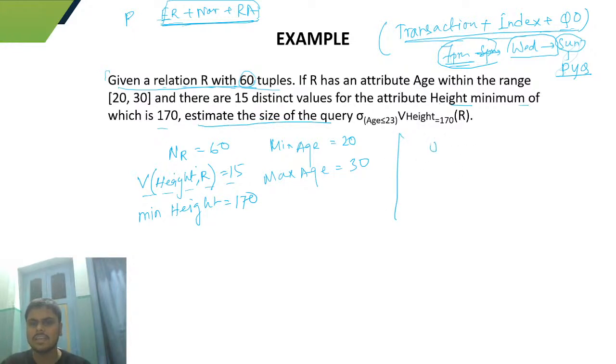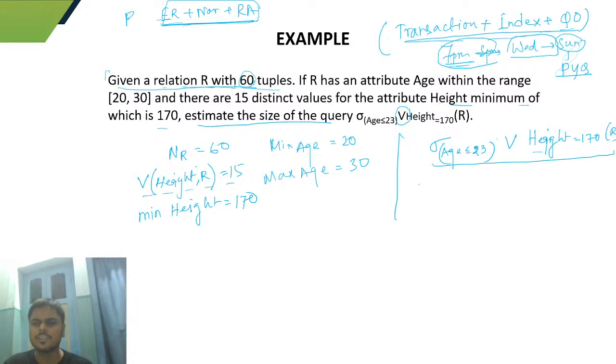The query is: select age is less than or equals to 23, or height is equals to 170. So this is the query for which you need to find out the size. What I have told you is that whenever there is a conjunction or disjunction, whenever there are multiple propositions, you just need to find the individual proposition sizes first.